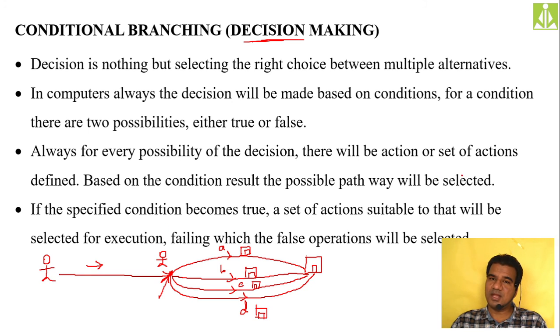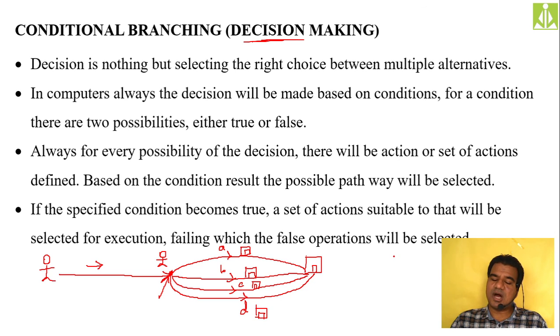Whenever you have such a thing to do in your programming, based on the condition we supplied, if the condition is satisfied, we select one possible path, and if the condition is not satisfied, we select some different path. So likewise, we do conditional branching in our programming. Decision is nothing but selecting the right choice between multiple alternatives. Here we have multiple alternatives and we select the right choice based on our condition.